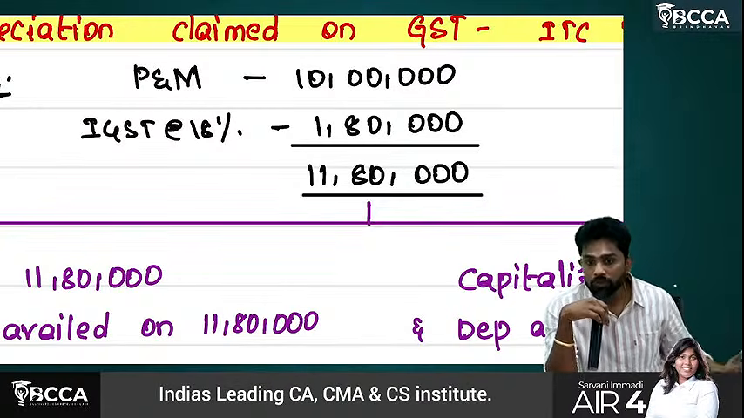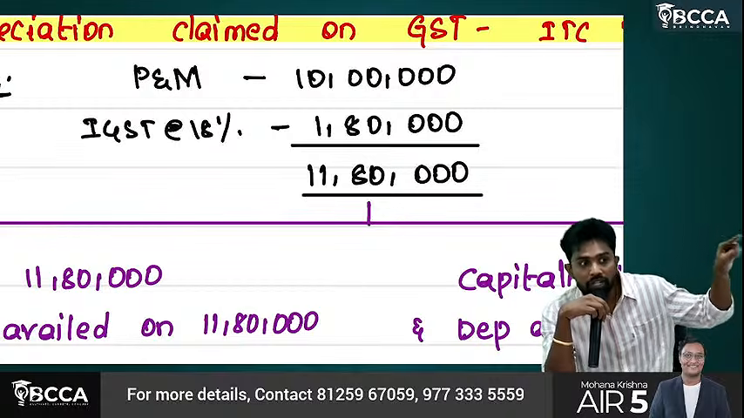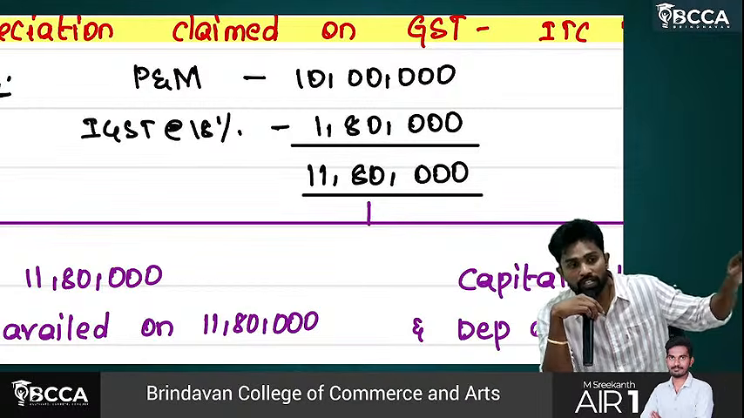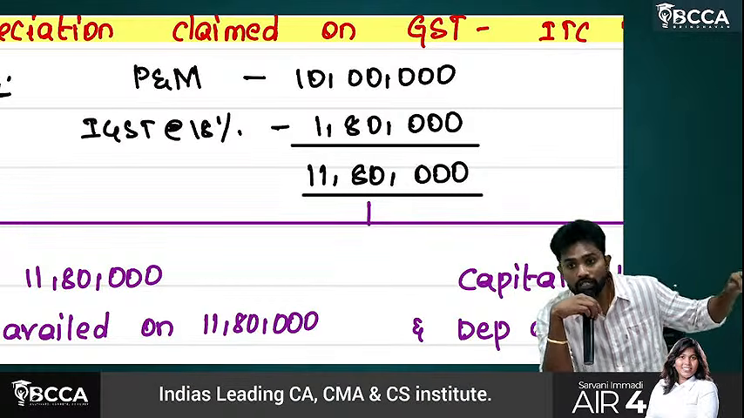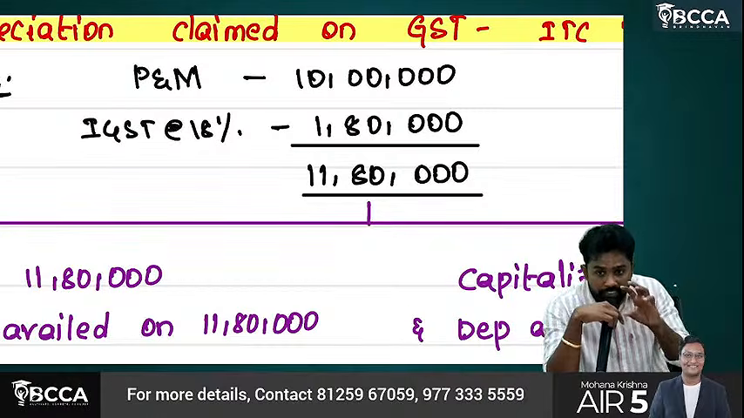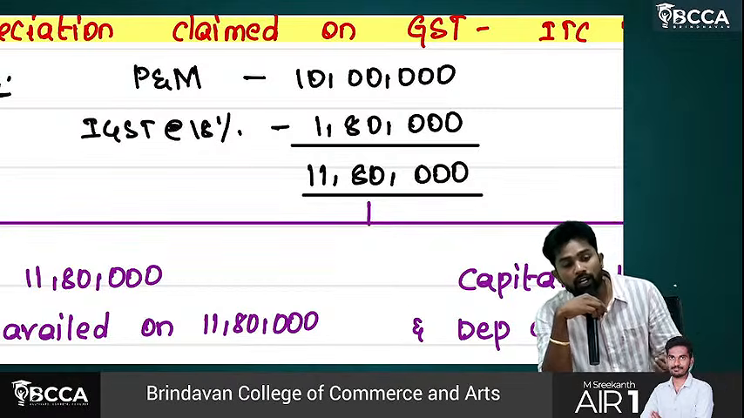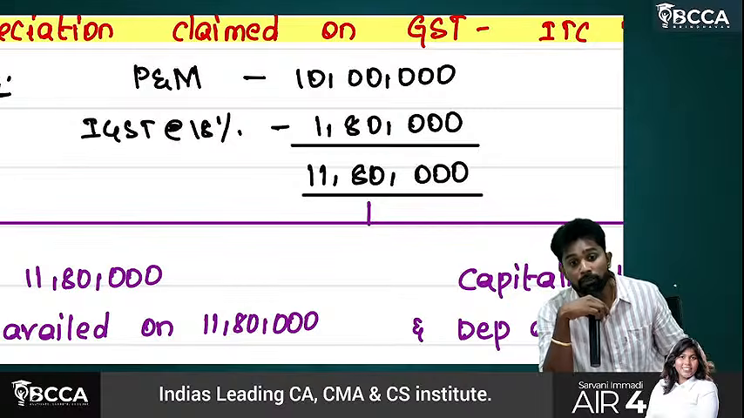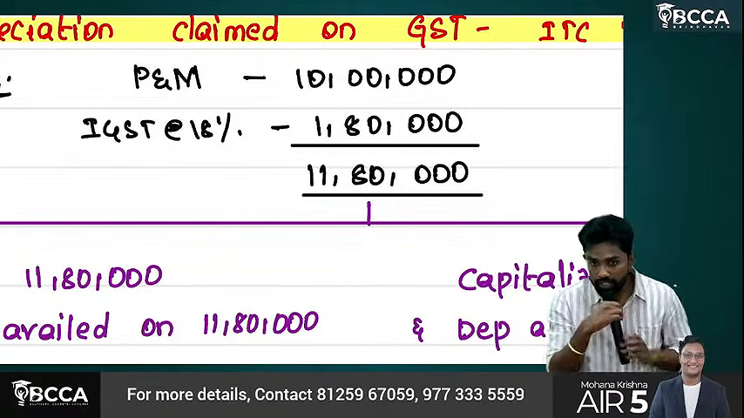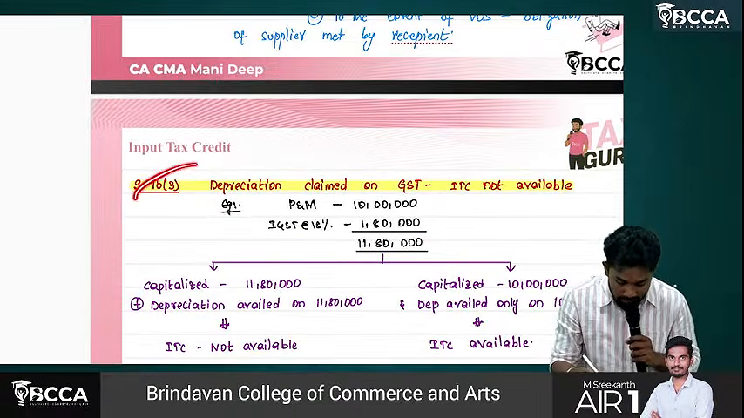Then to get ITC, what you have to do? You should have capitalized only 10 lakhs, and depreciation also availed only on 10 lakhs. Then you can avail ITC of 1 lakh 80,000. If the tax part is also capitalized, and on the tax part also they are availing depreciation in income tax, then ITC is not available. Okay, this is Section 16 subsection 3.